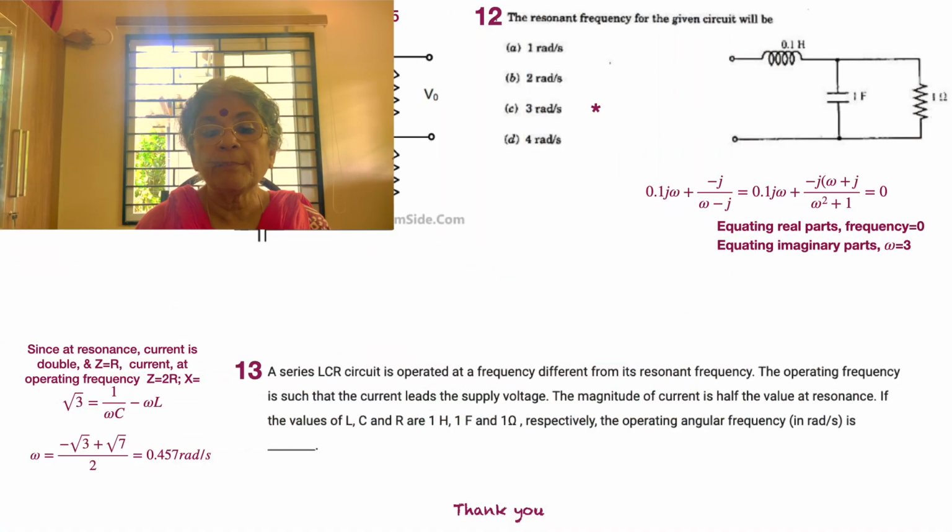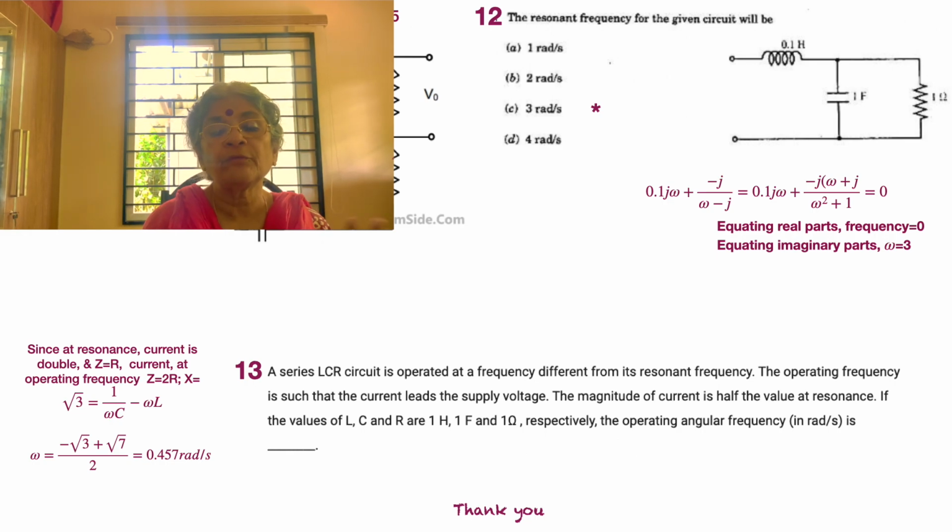Now we convert it into real and imaginary portions. You have to multiply and divide by the complex conjugate. So now it's 0.1 j omega plus minus j omega plus j divided by omega square plus 1, because you have multiplied and divided by omega plus j. In the denominator you have omega square plus 1, and in the numerator you have omega plus j. Then you are supposed to equate it to 0 to find the resonance frequency.